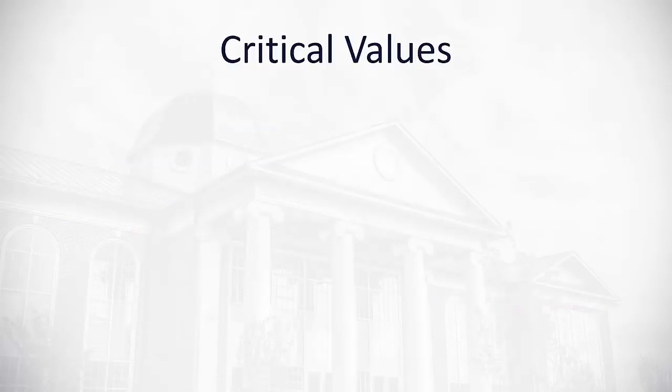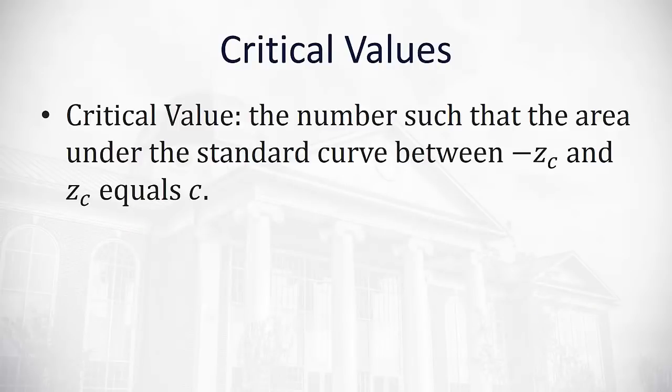Let's look at how we can actually build that confidence interval. First thing we need to know about is what's called critical values. These critical values are the numbers such that the area under the standard normal curve between negative z sub c and positive z sub c is equal to c, or that confidence level. So what we mean visually is, if we have our normal curve, we want c, whatever that area is, whatever that probability is, whatever that confidence is, to be in the middle. We want c in the middle.